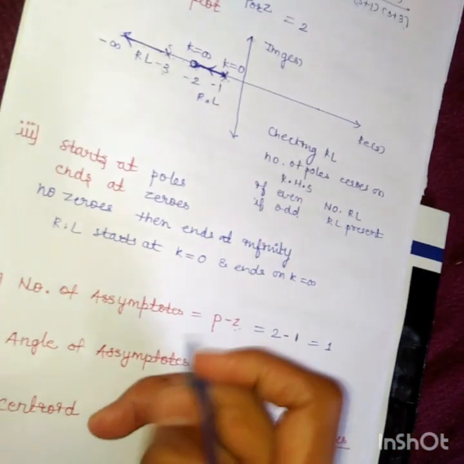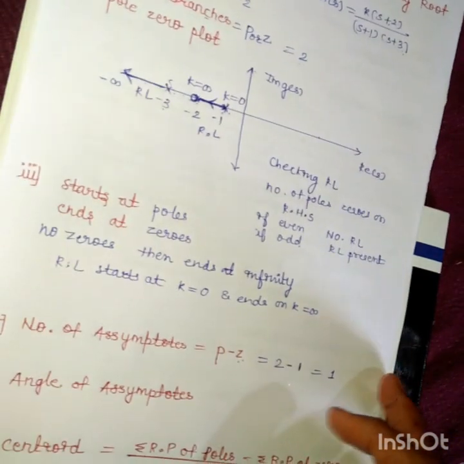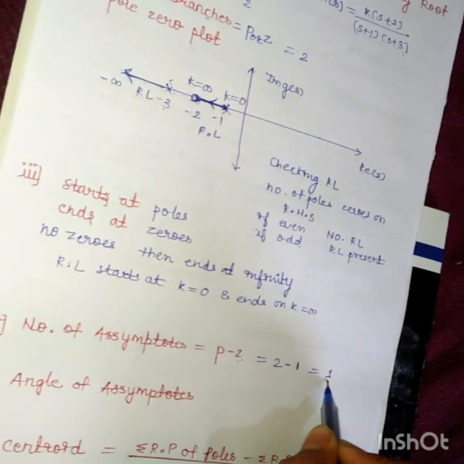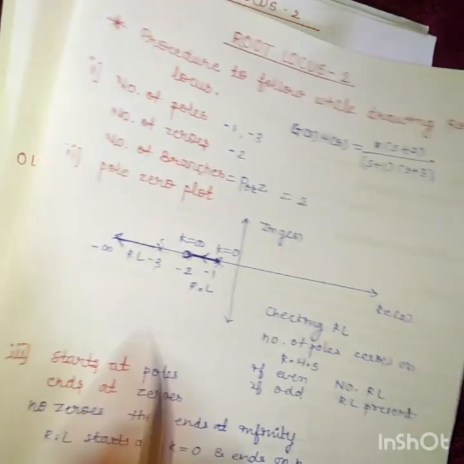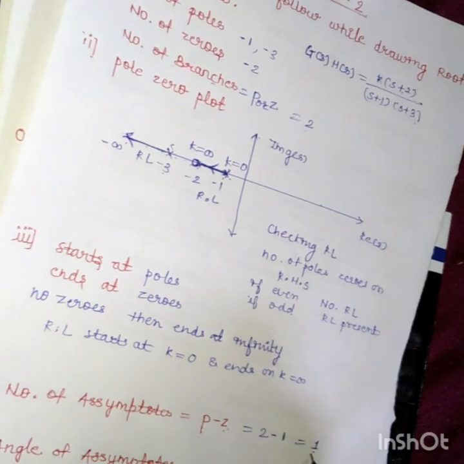And what is an asymptote? An asymptote is a line ending at infinity. In the previous video we have seen that for a pole which does not get any zero, the root locus ends at infinity, and hence here one root locus ends at infinity, that is, this root locus is ending at infinity here. Therefore we got one asymptote.